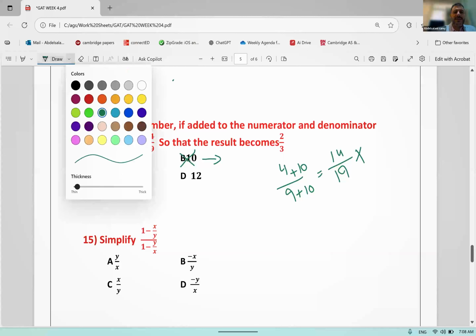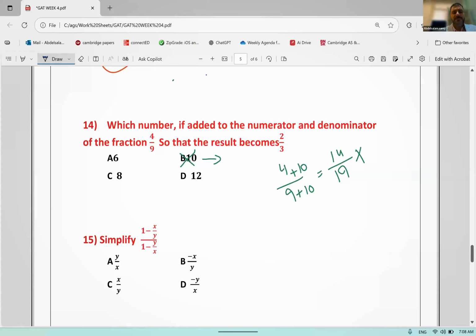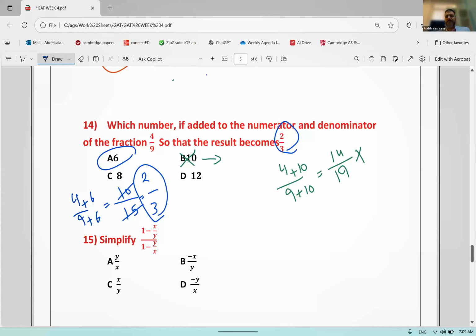Okay, let's check A, guys. I have 4 over 9 plus 6 and plus 6. It will be 10 over 15. Mister, can I divide by 5? Yes. 10 divided by 5, 2. 15 divided by 5, 3. So the fraction is 2 over 3. Correct? So I have to choose A.